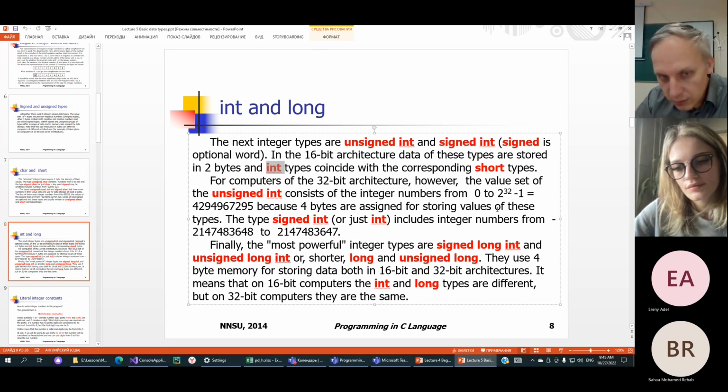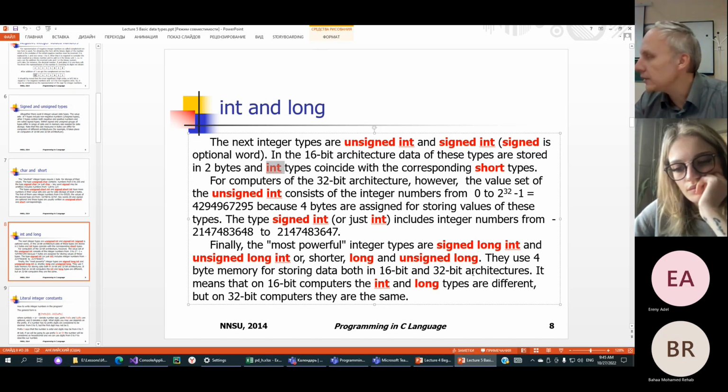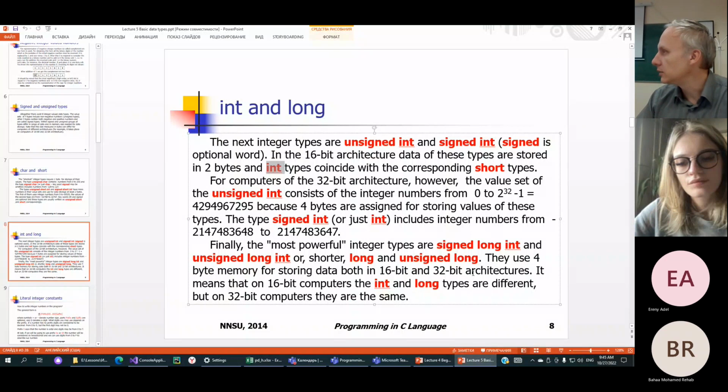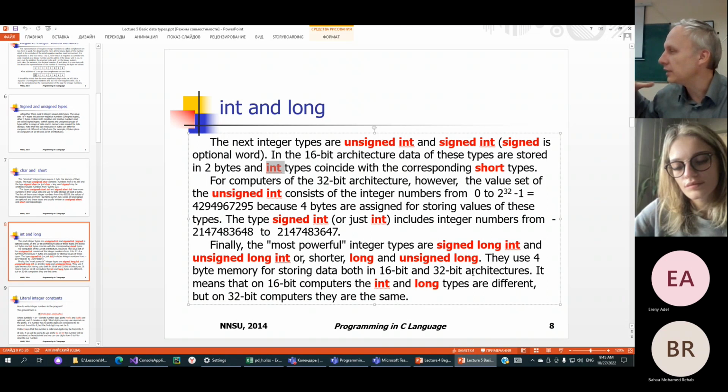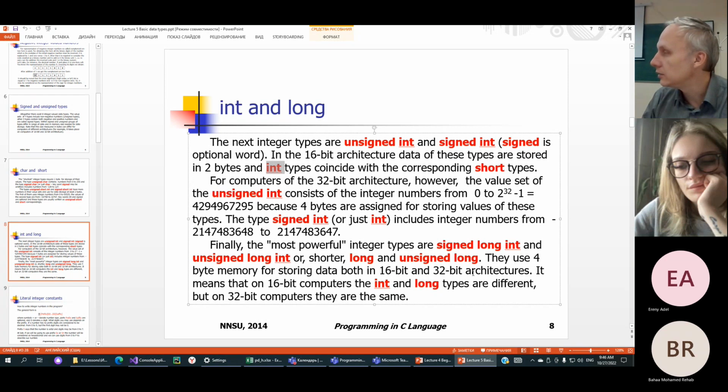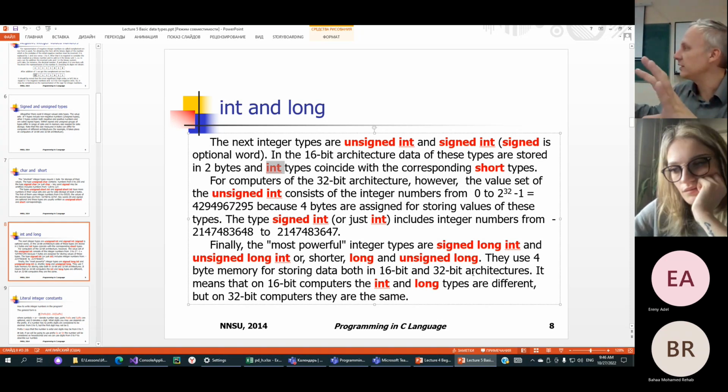But what is the range of representation of int? Can we store here any number, any large number? Can I store here very, very large positive or very, very small negative numbers? No, the answer is no. There is a fixed range of representation.